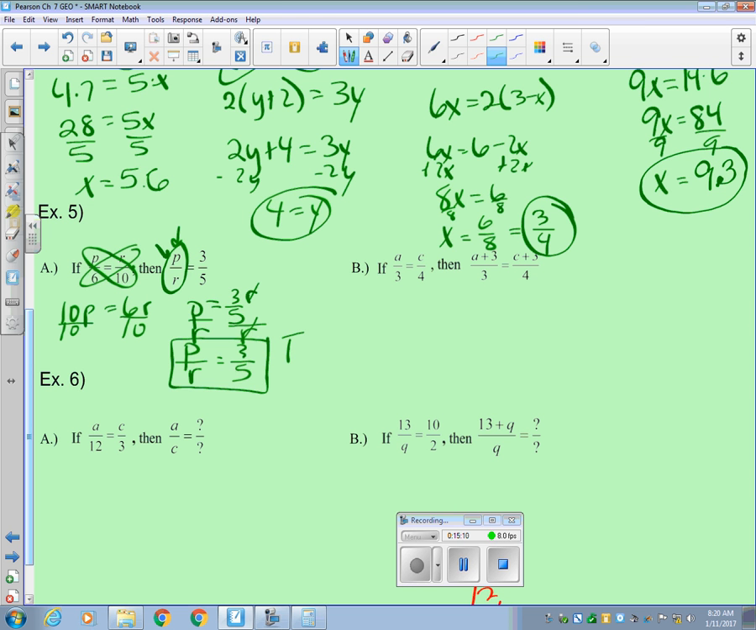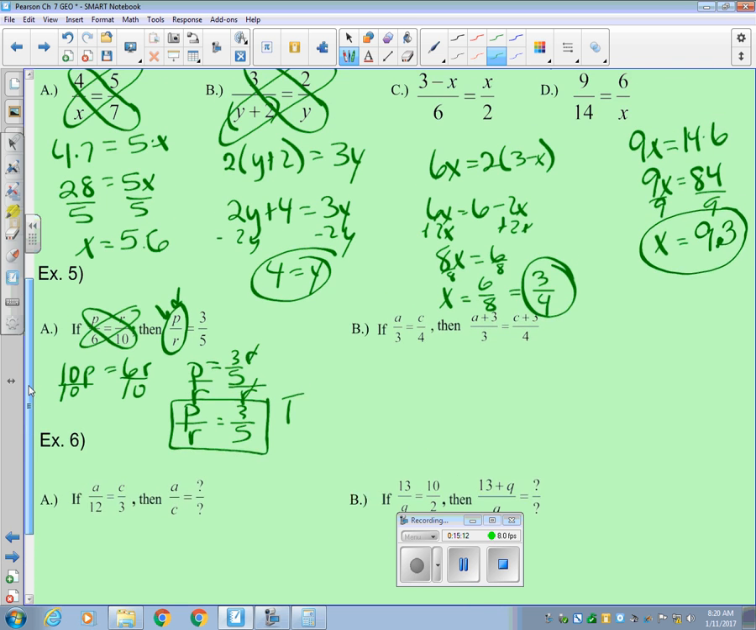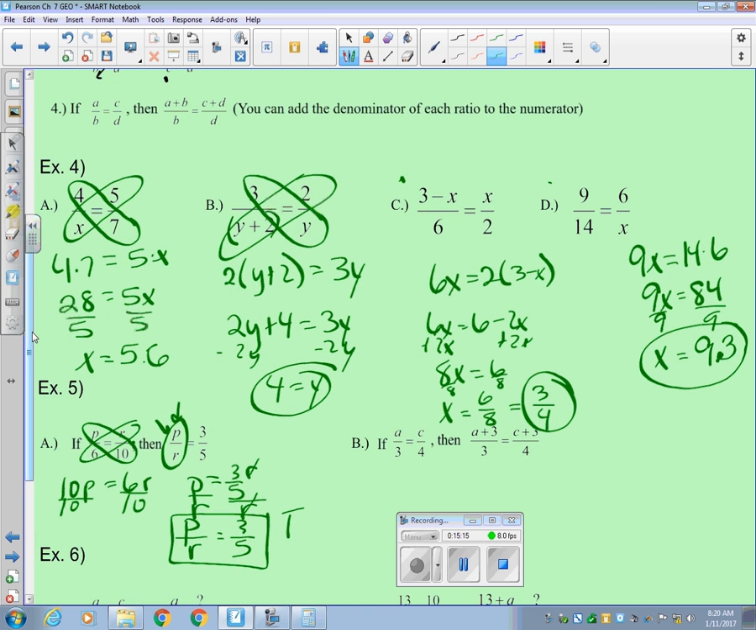When we look at B, this is the adding property that we looked at in number 4. If we have A over 3 equals C over 4, then we can add the denominator and get an equivalent statement. But it has to be the same number here as you're adding to this side. If we look at our statement here, we have A plus 3. So we can see that this is false.